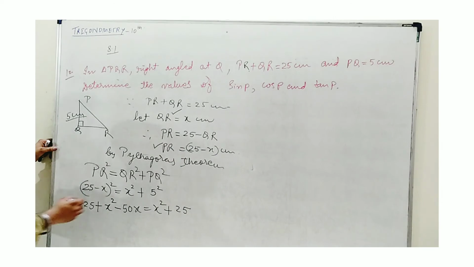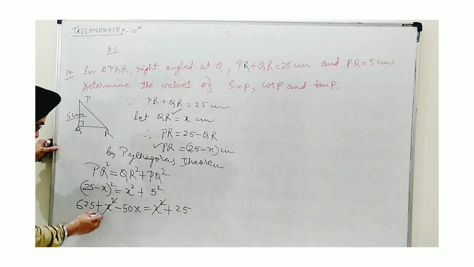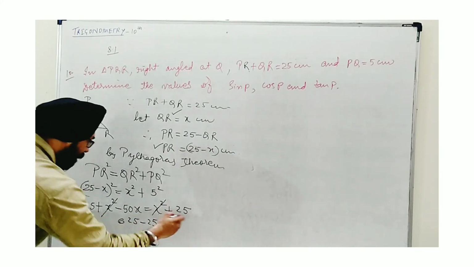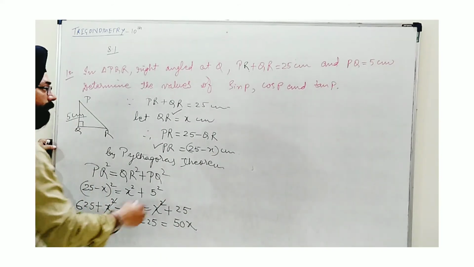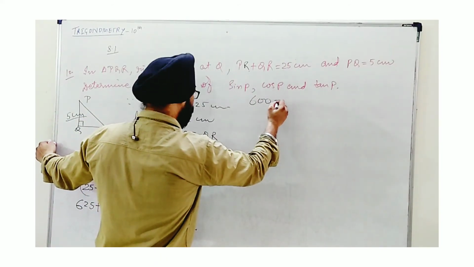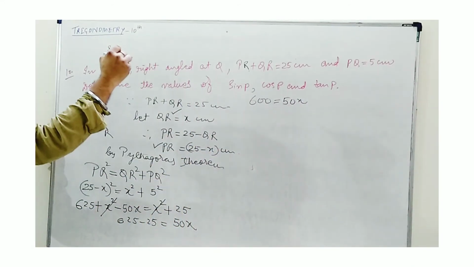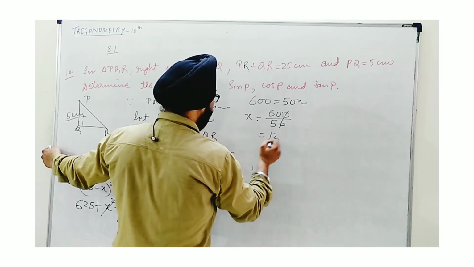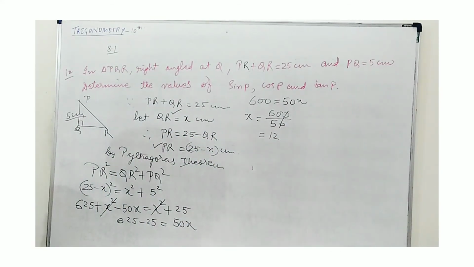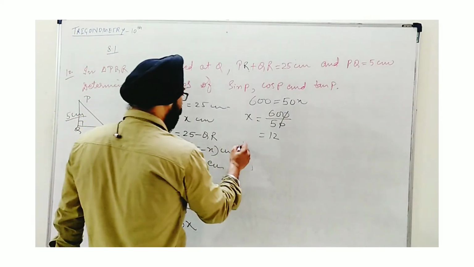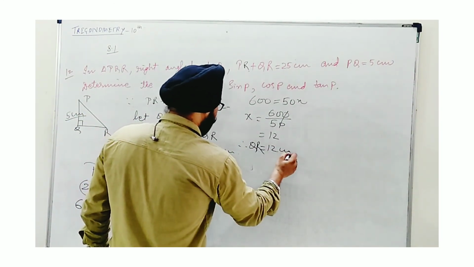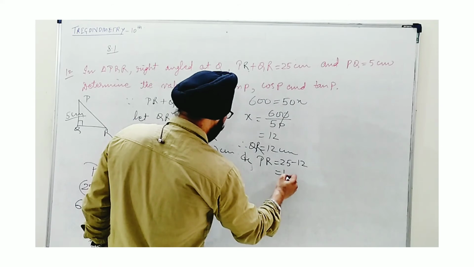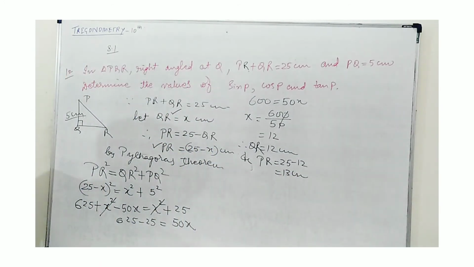Now to solve this equation, I see X square and X square are like terms with the same sign, so they cancel out. We are left with 625 minus 25, minus 50X goes to the other side to be 50X. We get 600 equal to 50X. So X will be 600 divided by 50, making it 12. As soon as I get 12, QR is 12 centimeter, and PR will be 25 minus 12, 13 centimeter. We have obtained all three sides separately.